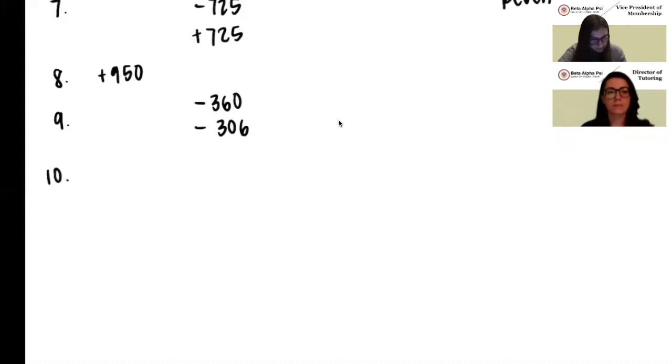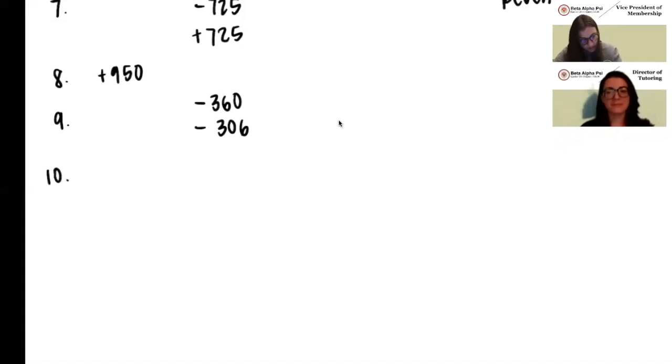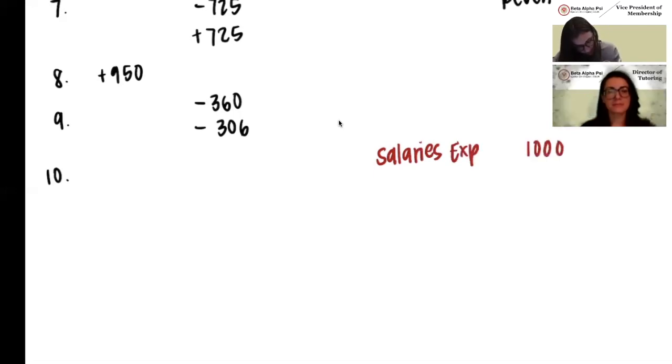All right, number 10. At the end of the year, Alpha's board of directors declared a dividend of $1,000 to be paid next year, but the dividend was recorded as a debit to salaries expense and a credit to cash. So this is very wrong. When you declare a dividend, the journal entry for that is not a debit to salaries expense and not a credit to cash. So let's first write down what they did wrong. They debited salaries expense for 1,000 and credited cash for 1,000.